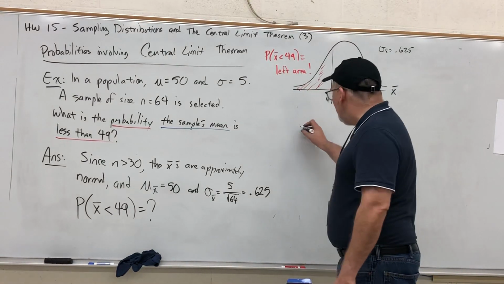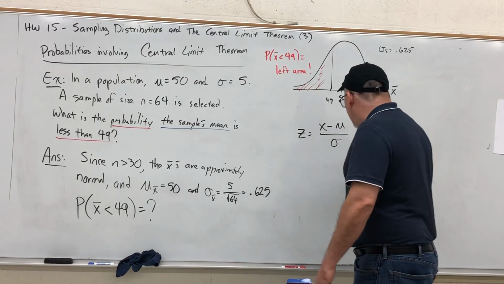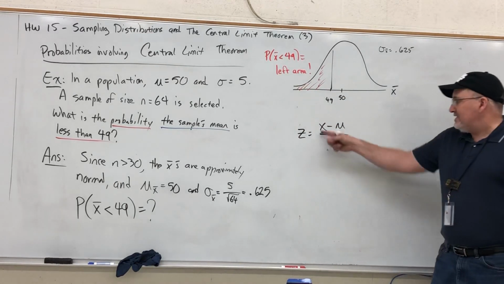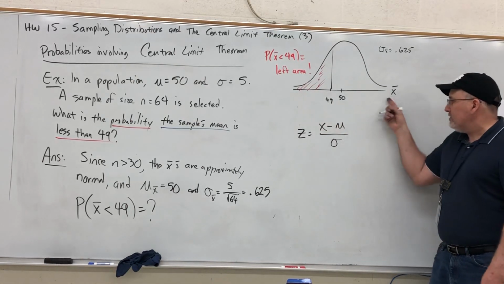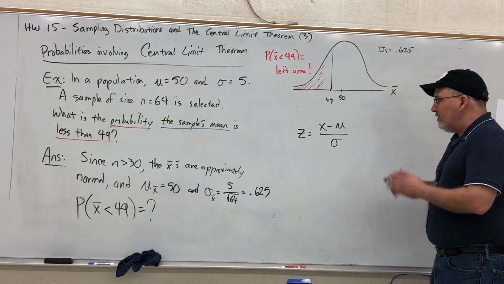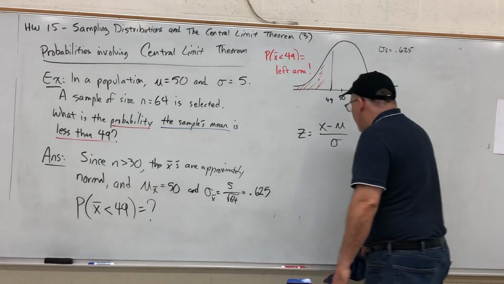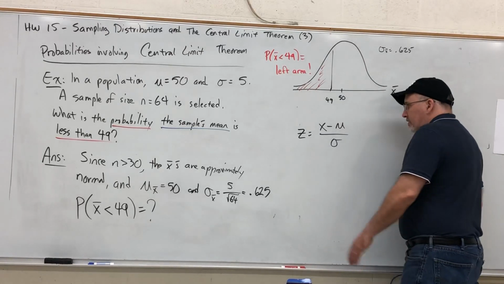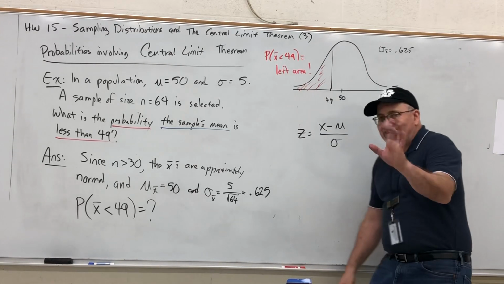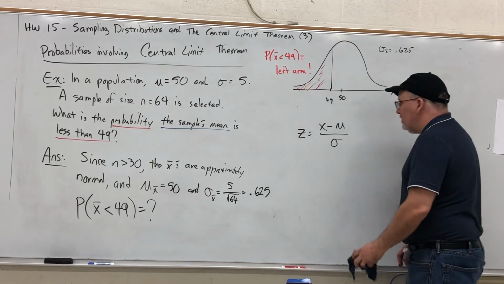Wait a minute, didn't we convert things to z's before? Didn't we have a formula previously that looked like this? This isn't the one we're going to use, because this isn't the variable we're looking at. We're looking at this variable. So what's the conversion formula that will convert an x bar to a z? Again, in the previous videos, this was the formula for converting a single value to a z. We're converting a sample mean to a z.